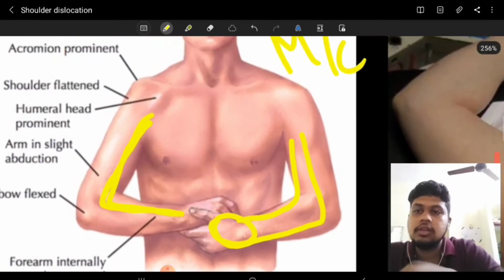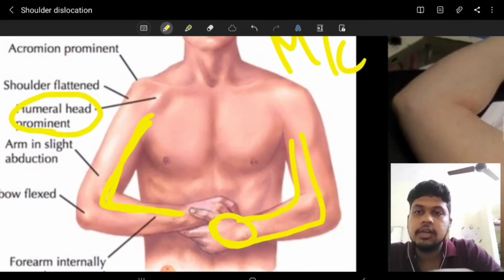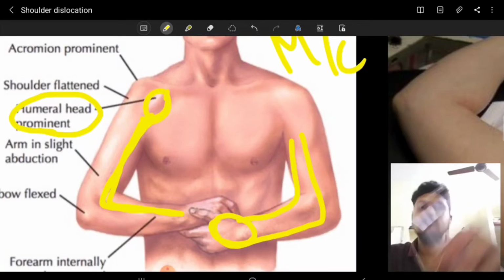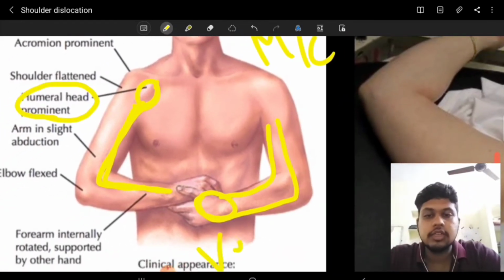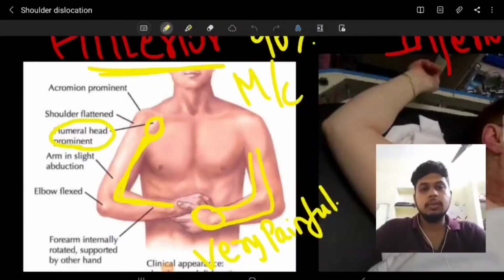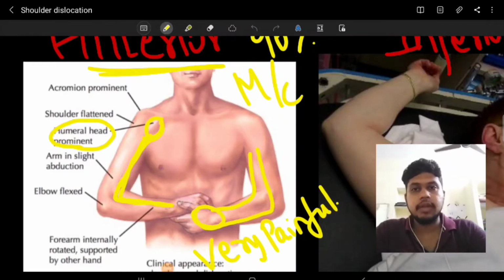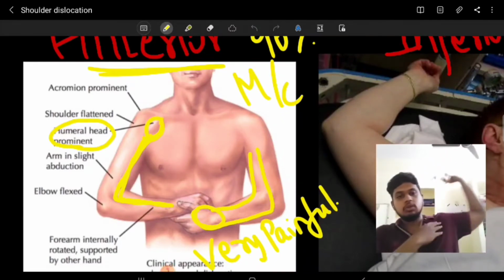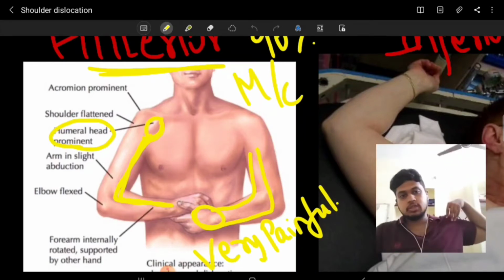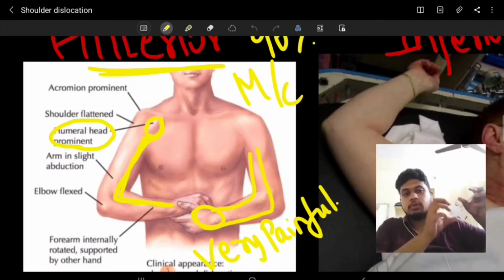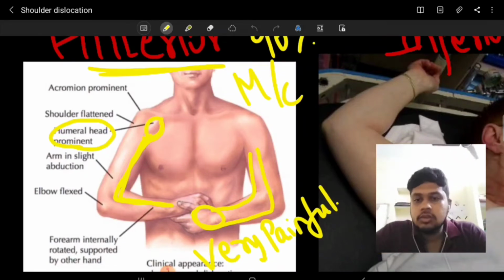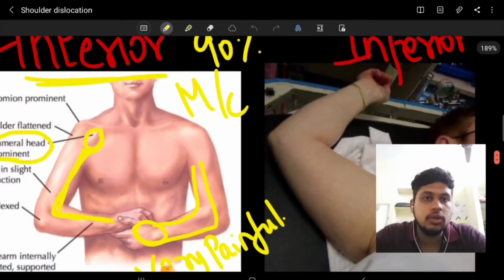Also, you can see the humeral head which is prominent behind the clavicle. This shows it is a case of anterior shoulder dislocation. This condition is very painful. Dislocation is commonly seen in players such as cricket or baseball players, in which when they forcefully throw the ball, their arm assumes a typical position of abduction and external rotation. So the humeral head tends to slip off from the glenoid cavity. So this is the case of anterior dislocation.